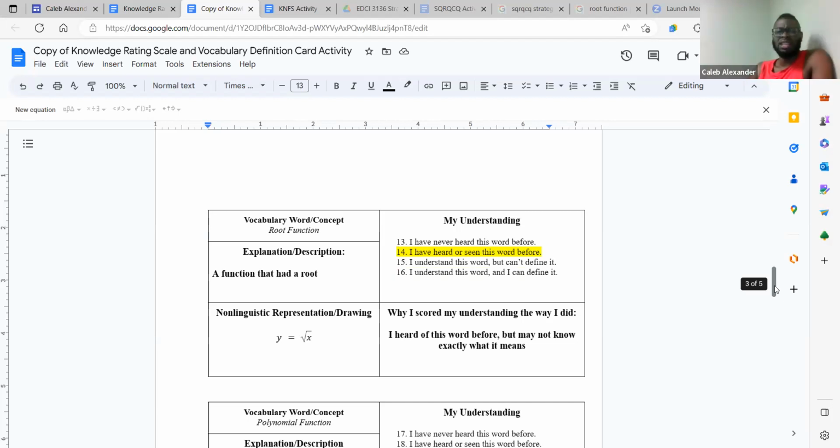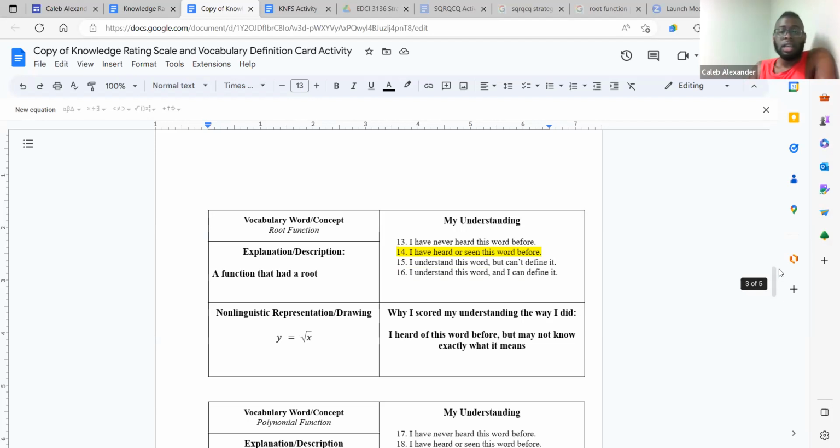But you're basically saying they have an idea what a root function is, but they just don't know the actual clarification of the definition. So basically, they would say in their explanation, I heard this word before, but may not know exactly what it means. So basically, they can tell what a root function is because they just describe it over x equals y in this case.